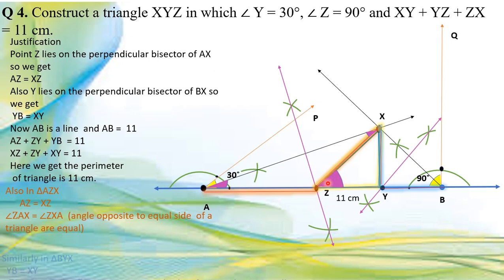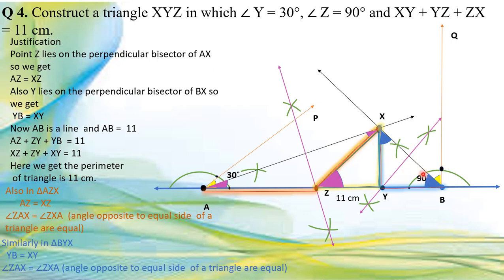Correct? Similarly, now here again we have YB and YX, both equal line segments. So angles opposite to these two equal sides of the triangle XYB are also equal. So we can say angle B and angle X both are equal angles. Similarly, for the triangle XYB, this angle XYZ is the exterior angle, which is equal to the sum of the opposite interior angles. So we can write angle XYZ is equal to angle X plus angle XBY.